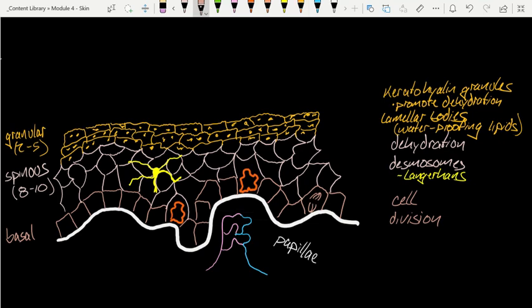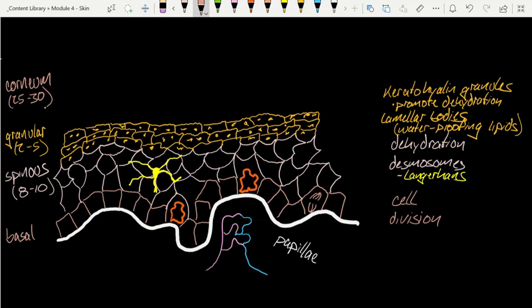And then our last layer, the stratum corneum, or the cornified layer. This could be anywhere from 25 to 30 layers thick. Of course, we're talking about normal skin. If it was thick skin, something we see on the palms of our hands or feet, there might be the stratum lucidum in between the corneum and the granular layer.